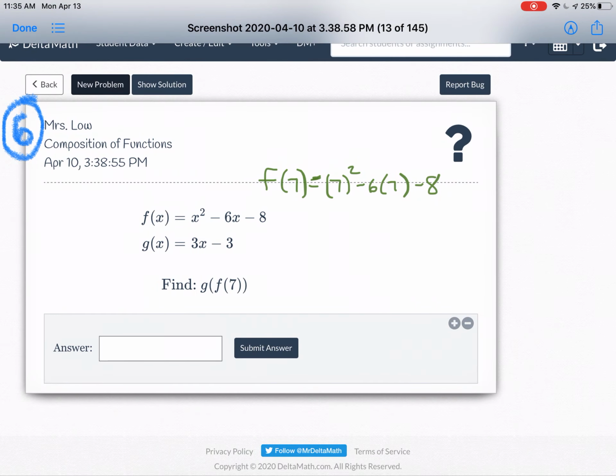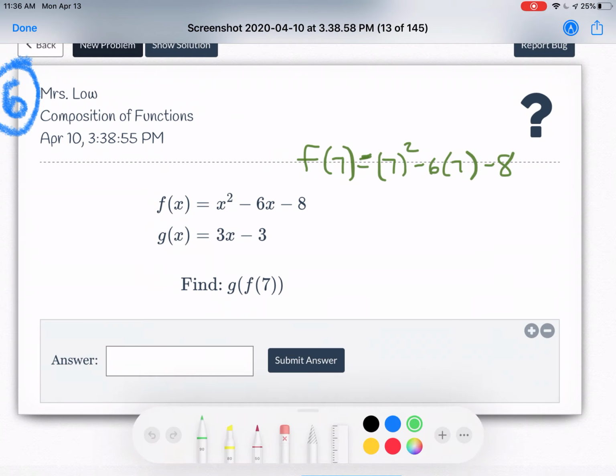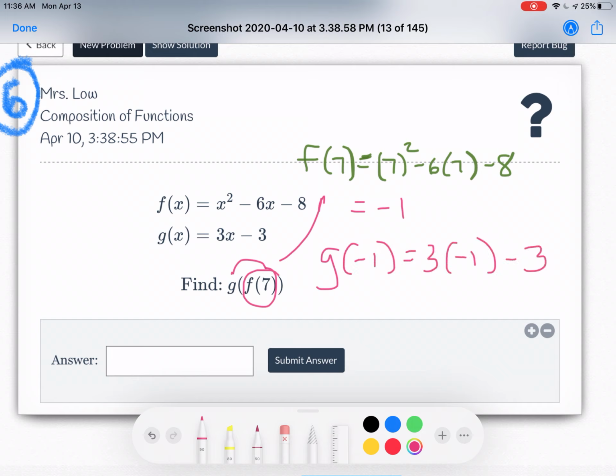Okay, and then I chose another composition of functions written using a different notation. So this notation, it's g of f of 7, so you do innermost first. So I did f of 7 first. So f of 7, 49, minus 42, positive 7, and then 7 minus 8 is negative 1. Now you take negative 1 and put it into the g function. So 3 times negative 1 minus 3. And we're left with negative 3 minus 3, so negative 6. So negative 6 is my only answer.